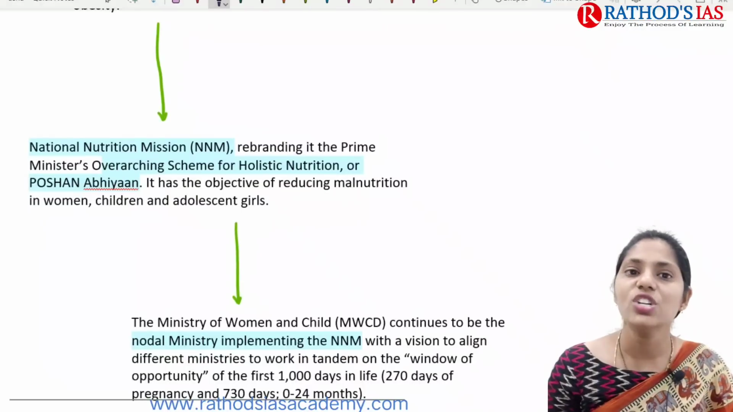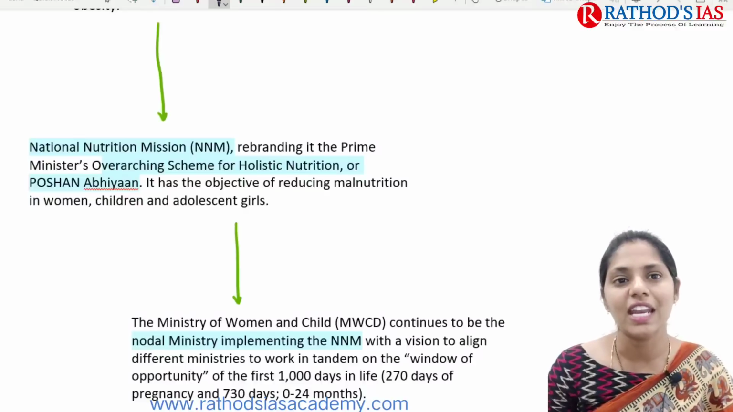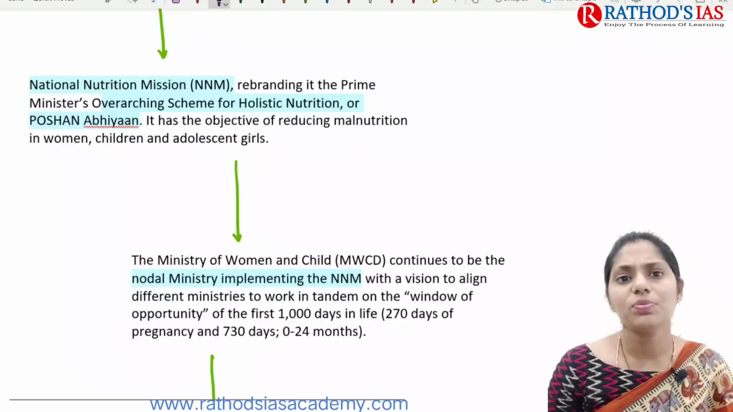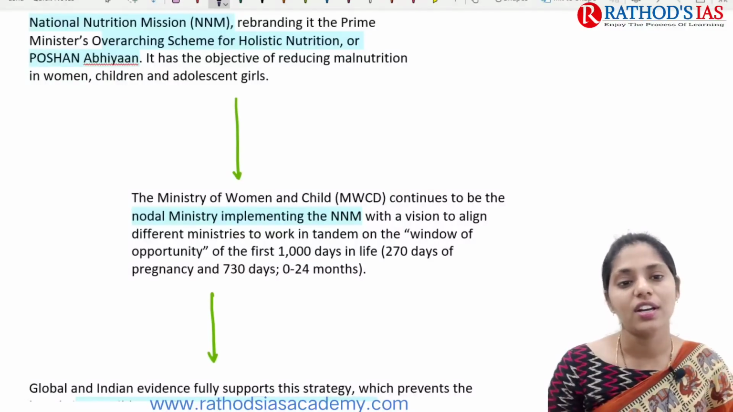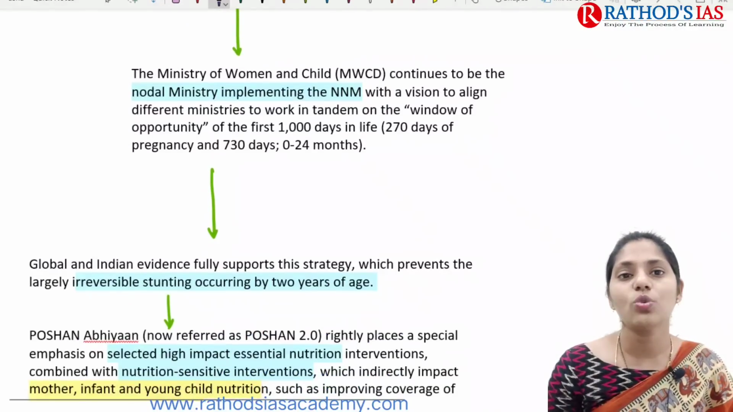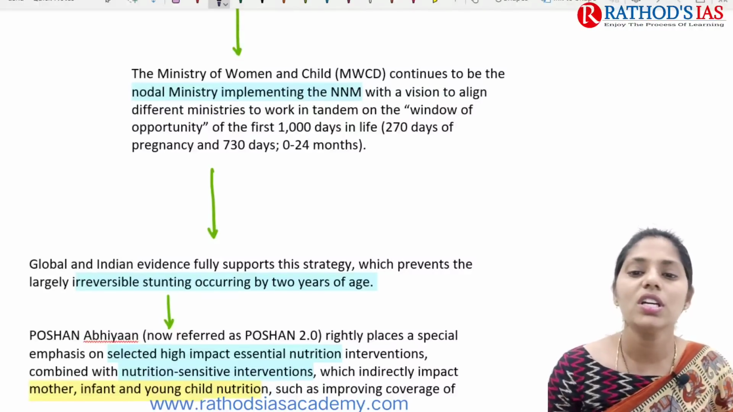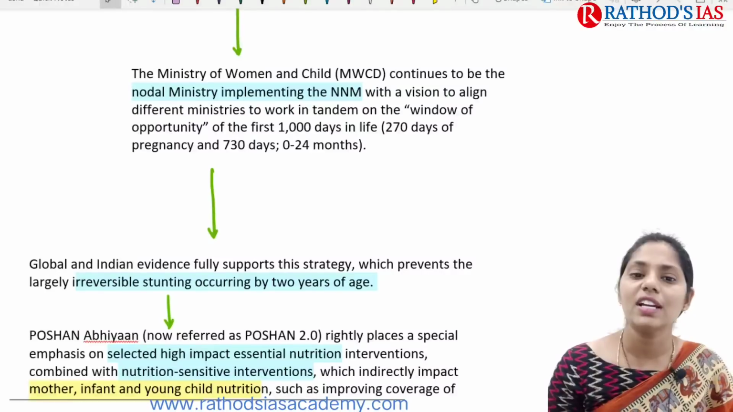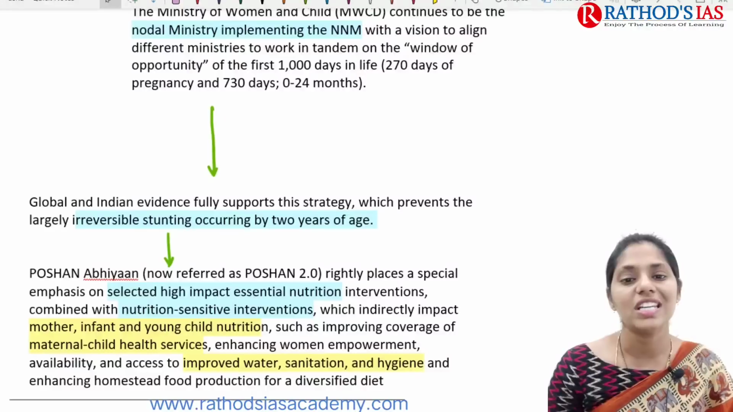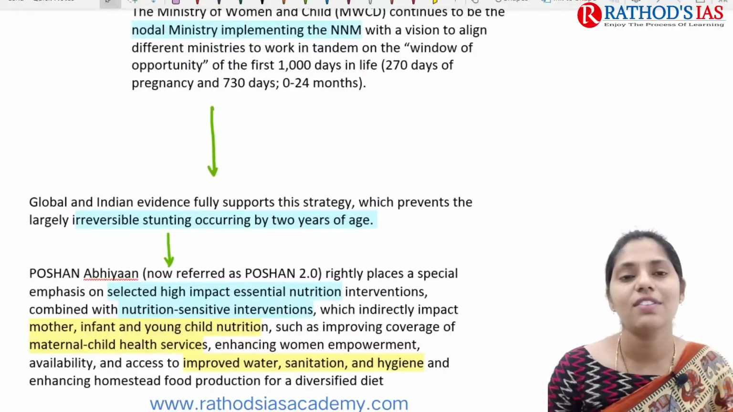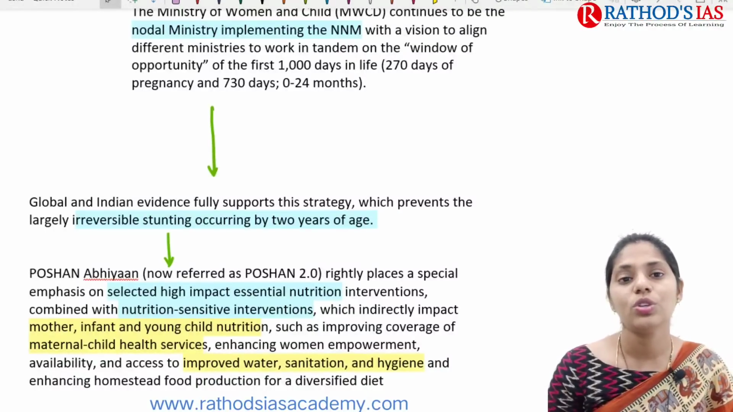And if you're talking about this National Nutrition Mission NNM, recently we came with renaming or rebranding of this NNM as Poshan Abhiyan. So this Poshan Abhiyan is mainly focusing on malnutrition, especially women and children and adolescent girls. Here the nodal ministry to look after this NNM is the Ministry of Women and Child Development, which mainly says that we need to focus on the first 1000 days of life. Okay, that is about 270 days of pregnancy and about 730 days of 2 years, up to 2 years of age of child.